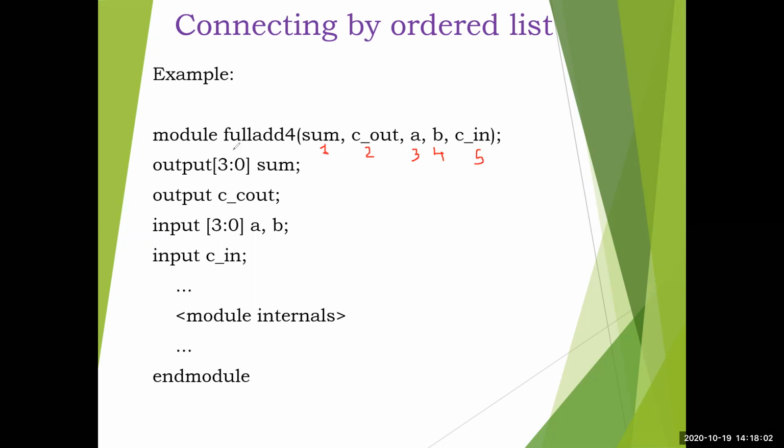Okay, so if you are having a problem with this method, you can always use the second method. So that's the answer. Here output sum, output cout, input, all these internal modules are written, but we are interested in this ordered list. Similarly, we'll see the second rule, connecting ports by name.